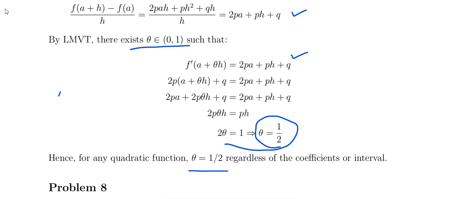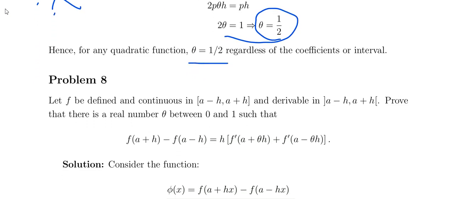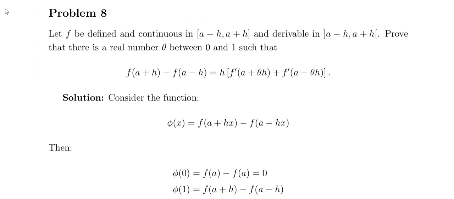That is a very important result. You can remember it as a result without calculating. So f is defined and continuous in a minus h comma a plus h and derivable in the open interval a minus h comma a plus h. So there exists some real number theta such that f of a plus h minus f of a minus h equals h times f dash of a plus theta h plus f dash of a minus theta h.